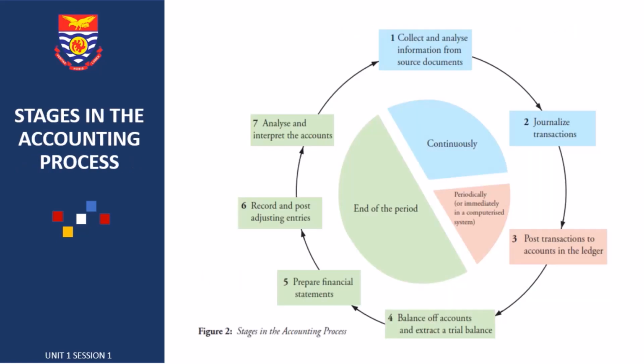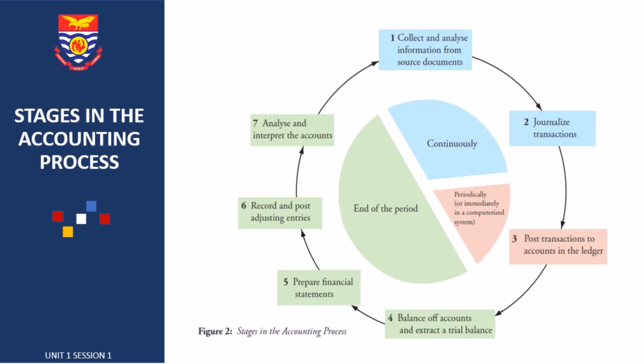Stages in the accounting process. The first stage has to do with collecting and analyzing information from source documents. When a transaction occurs, it must be analyzed to see that it is of a monetary nature, and then the source documents accompanying the transaction must also be analyzed and properly filed. The source documents include receipts, paying slips, invoices, vouchers, among others. The source document gives evidence that the transaction has actually occurred.